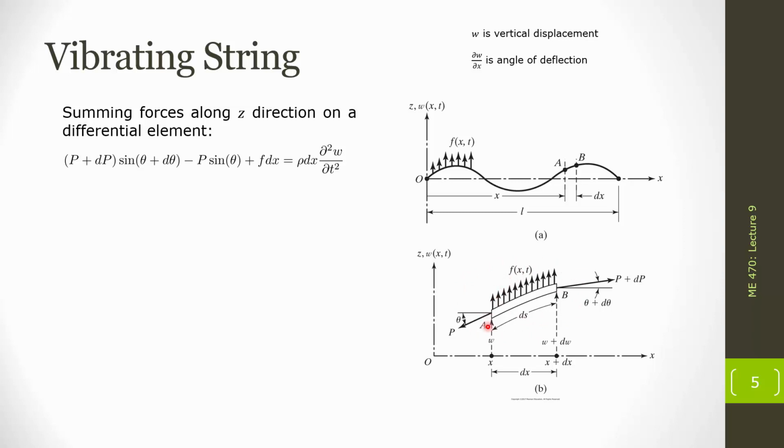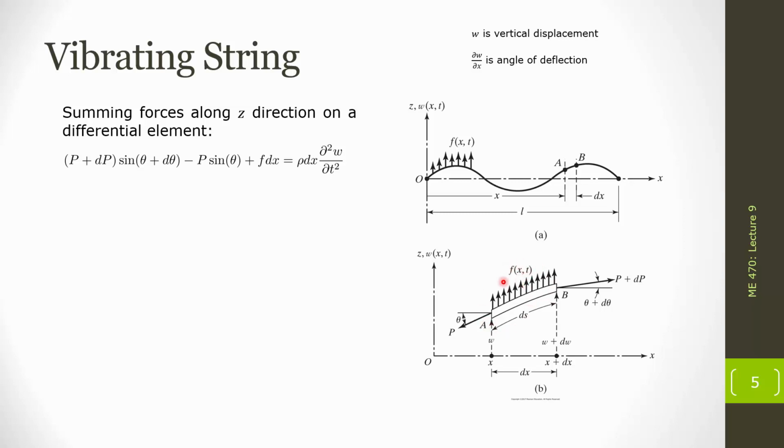Now, for this differential element, we are going to presume that the distributed load does not change at all from the left side to the right side. On any one differential piece, it can be different, but from the left side to the right side of a tiny, tiny piece, we'll assume it's constant.